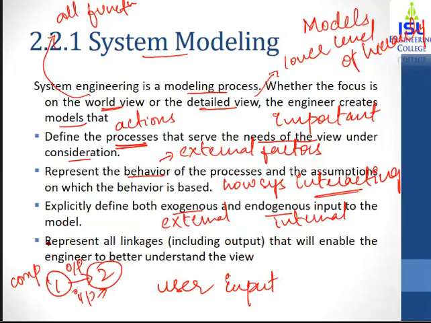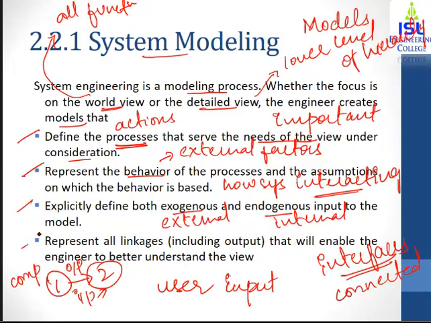Then the last point is to represent all linkages, including output, that will enable the engineer to better understand the view. That is, in here you're going to identify all the interfaces within the software. Now interfaces means how the external and internal interfaces are going to be identified, how internally they are going to be connected, and externally how they are going to be connected. Each of these interfaces is going to be identified. So system modeling is going to focus on these four aspects.